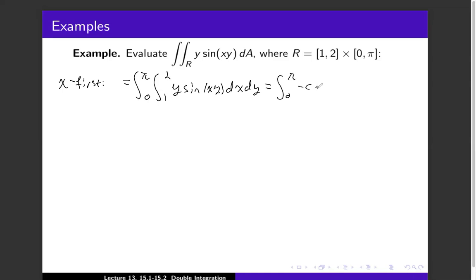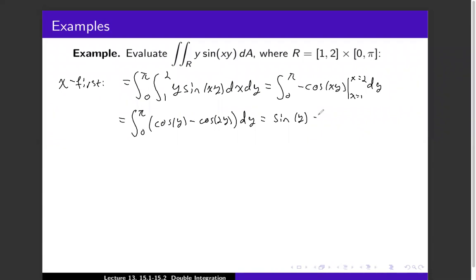Now, if you integrate that with respect to x, that's going to become the integral from 0 to pi of negative cosine xy integrated from x equals 1 to x equals 2 dy. Which, in other words, is the integral from 0 to pi of cosine y minus cosine of 2y dy. And what would that be? Well, again, going through the motions, this is sine of y minus 1/2 sine 2y evaluated from y equals 0 to y equals pi. And in both cases, this is going to come out to 0.